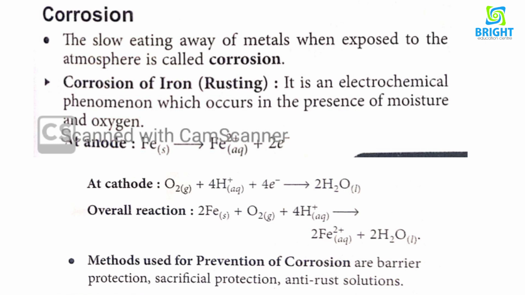At the cathode, O2 plus 4 H+ plus 4 electrons gives 2 H2O. Then you have to find the overall reaction. Then go through the methods used for the prevention of corrosion. That can be painting, making of alloy, or galvanizing. Any method you can use to reduce corrosion.